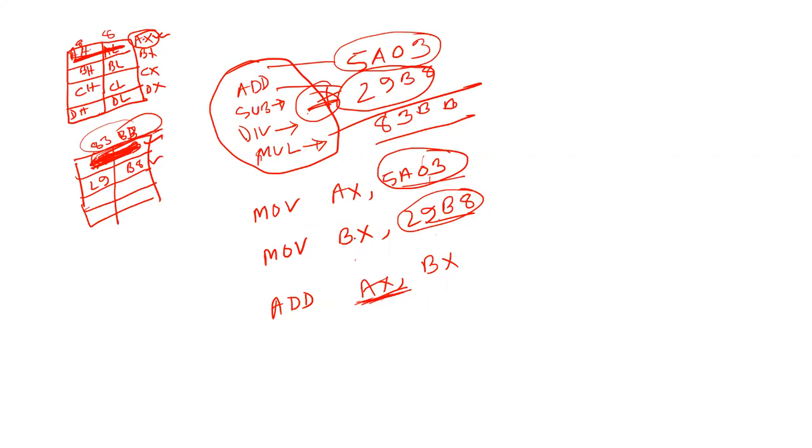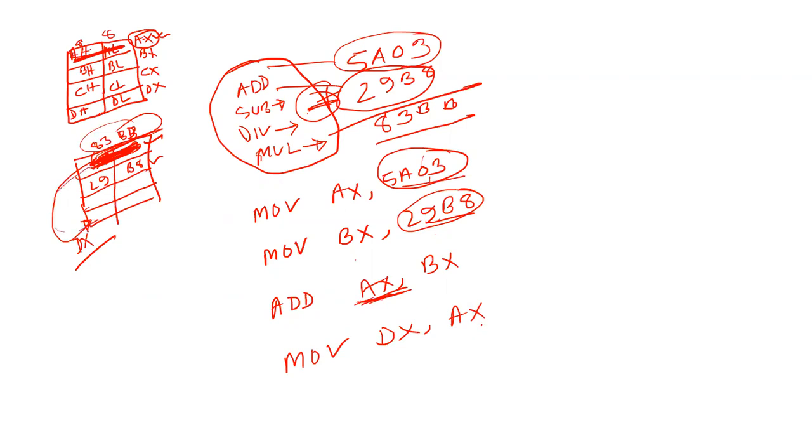The transfer position is the left side, not the right side. Right to left transfer. Suppose this result is transferred to another register. Now this result is transferred to the DX register. So our command, explain this. MOV DX, comma, AX. Good. So this result is transferred to the DX register.